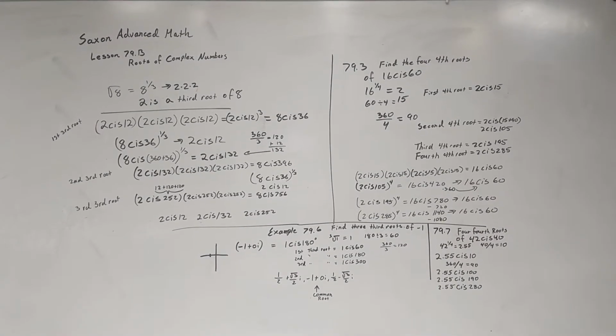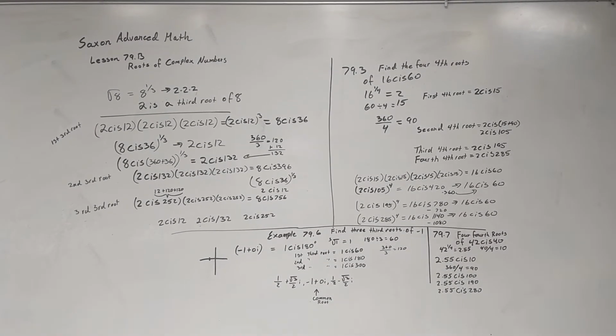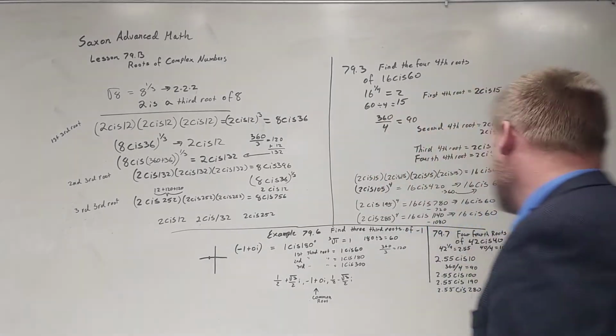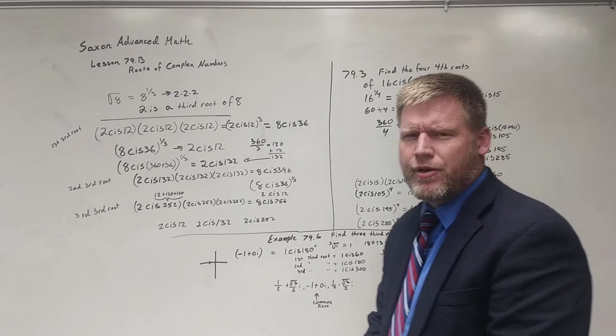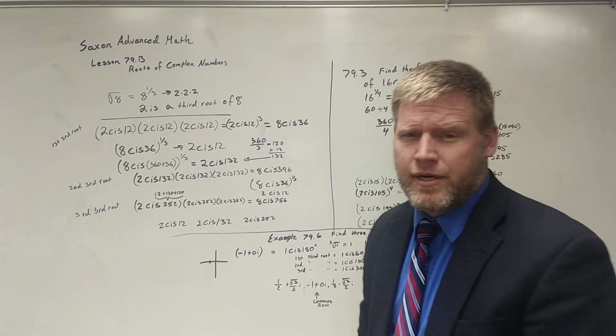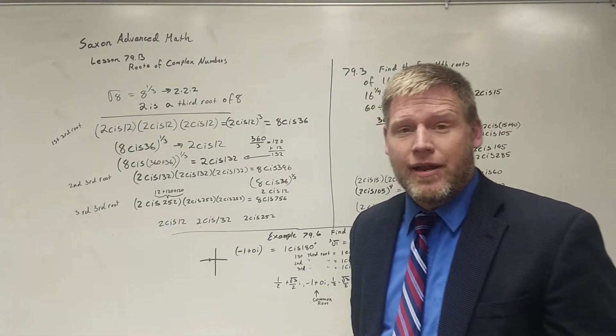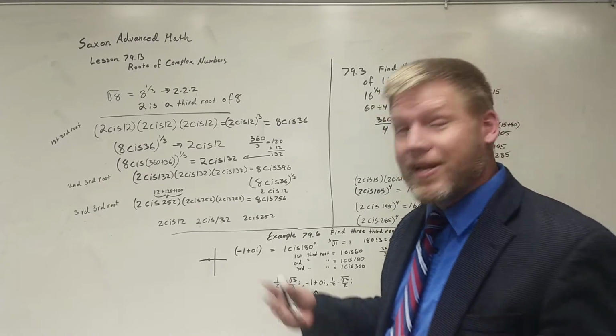Saxon Advanced Math, Lesson 79B. These are roots of complex numbers. Now, let's talk about roots first of all. It's one of those things where people get really confused when we say roots, and they don't like that name because it doesn't bring anything up in their head.